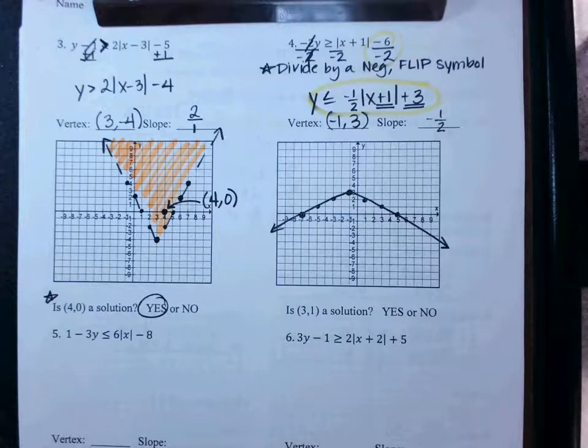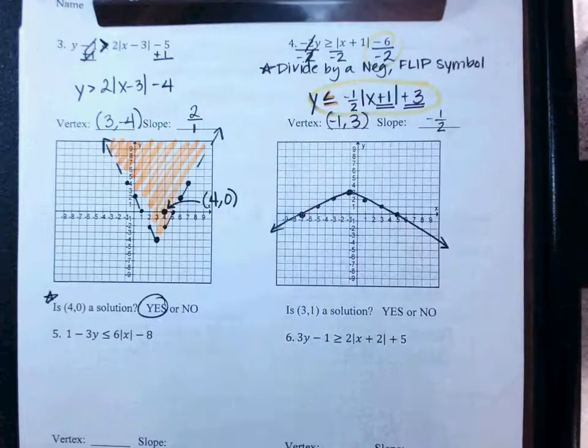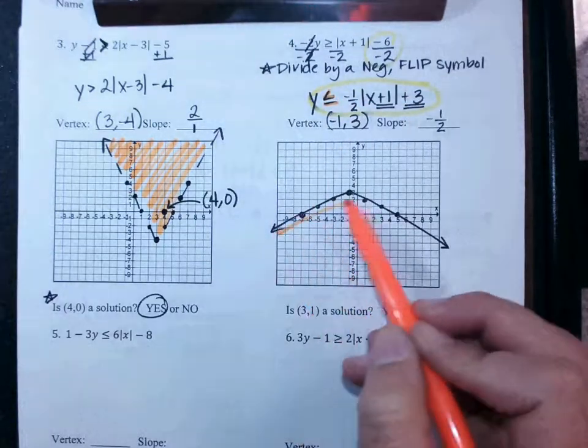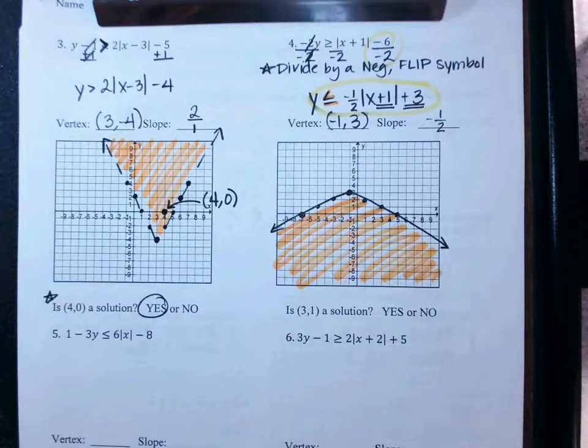Okay, because remember, you're looking at this symbol right here. That's a less than. Okay, so you want to make sure when you're looking to shade that you're looking at the last version of the equation. Did you have a question? Whenever it's the opposite.